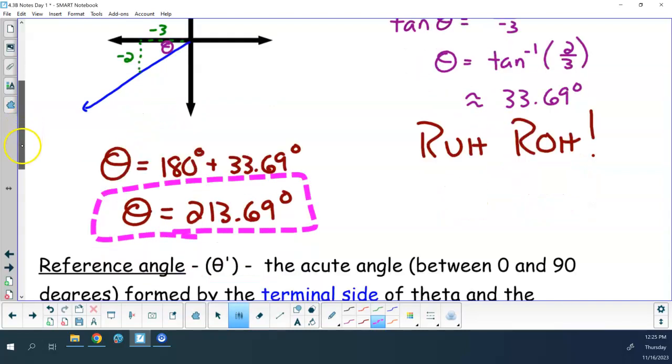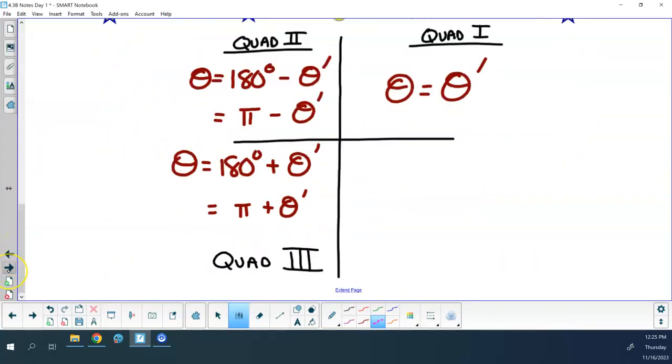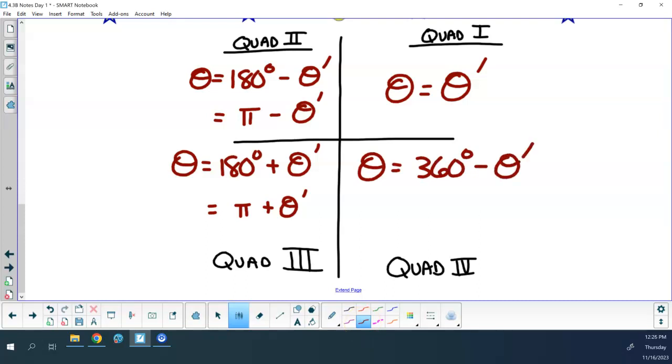All right. And then we've got quadrant 4. In quadrant 4, our actual theta is going to be 360 degrees minus our reference angle, or 2 pi minus the reference.